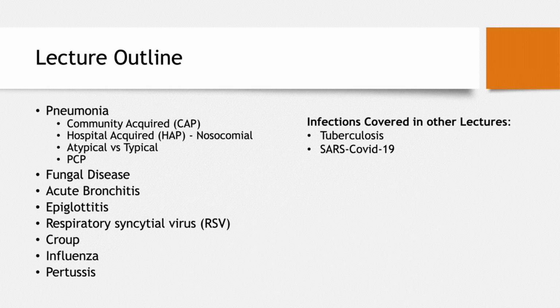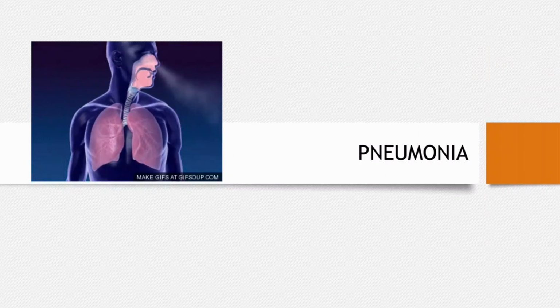So what are we going to learn today? Essentially, our lecture outline includes pneumonia. And when we talk about pneumonia, there's actually a lot of subcategories that we're going to work through, including community-acquired pneumonia and hospital-acquired pneumonia, and also different categories that further differentiate them is atypical versus typical. We'll also touch on a couple of more specific types of pneumonia, like PCP pneumonia and mycoplasma pneumonia. We will touch very briefly on fungal disease, then get into some of the pediatric respiratory infections. And as I mentioned before, TB and COVID-19 will be covered elsewhere.